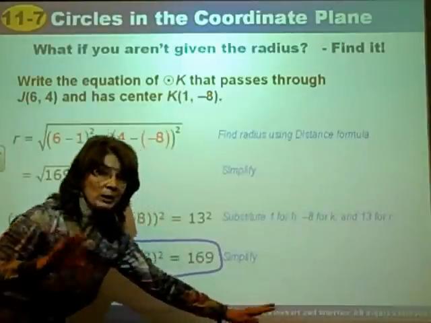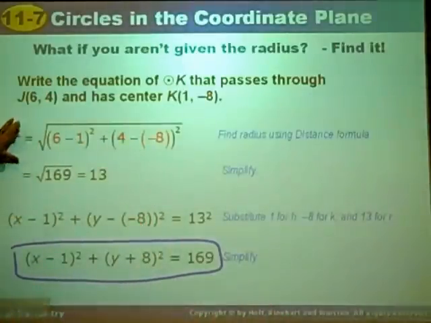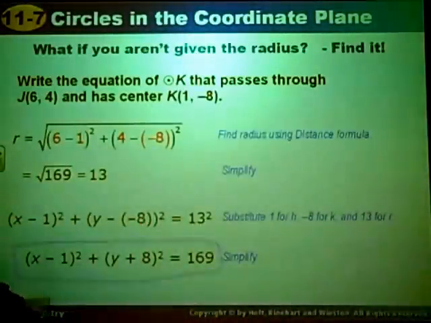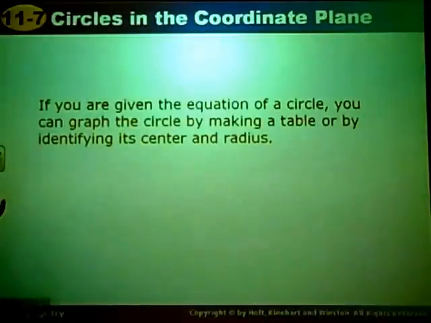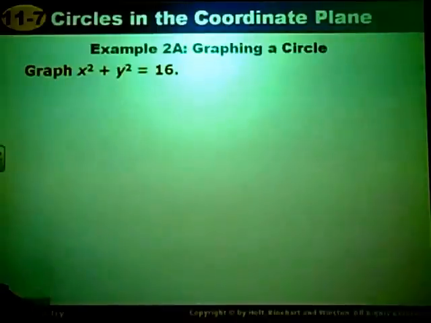So if they don't give you a radius, don't panic. Just use the distance formula and find it. Now, if you're given the equation of a circle, how can we graph that circle? Making a table is a good plan. If you can find the center and the radius, I just plot a point up, down, right, and left and get there. So let's look at this.